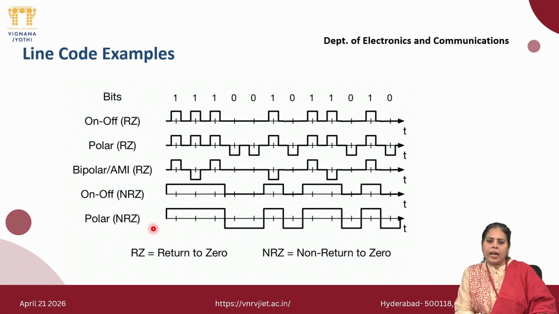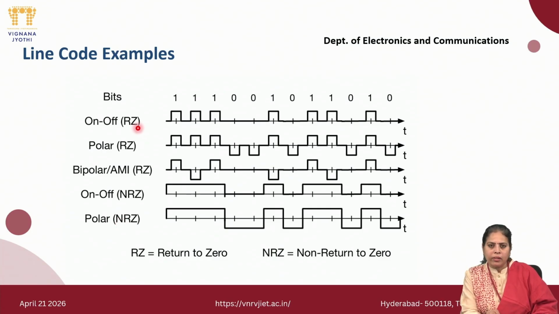So the different line code schemes, which indicate how these bits ones and zeros will be transmitted on the channel, are of the following types. I can use on-off return to zero, I can use polar return to zero, or I can use bipolar, also called alternate mark inversion return to zero. And the other options to transmit the digital bits in baseband form are on-off signaling, which is now non-return to zero form, and the other form of non-return to zero, which uses polar formatting.